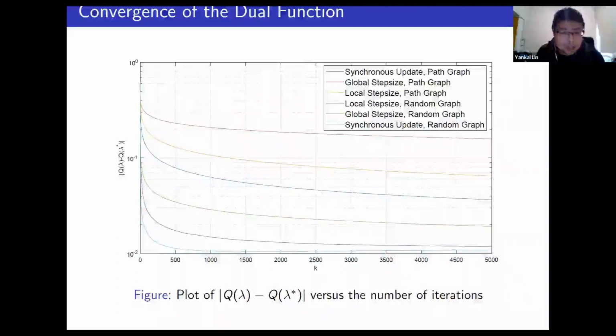So here is the performance. You can see that all 6 curves have a sublinear convergence rate. The plot shows the absolute value of the difference between the dual function at the current iteration and the optimal value, Q(lambda star), where lambda star is the solution and Q is maximized. And you can see that the one that converges the fastest is the one in cyan, down at the bottom. That's the synchronous update using the random graph, the one with many more edges than the path graph.